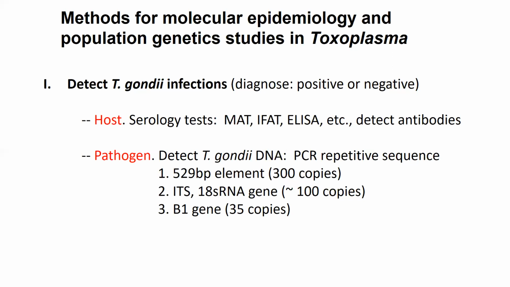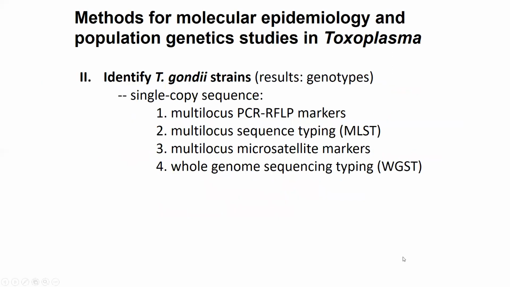The second way is to identify particular strains. The diagnosis gives you a yes or no result. But if you want to know more about who is infecting the host, then you want to identify the strains, and then you need to go deeper. This is the so-called genotyping.